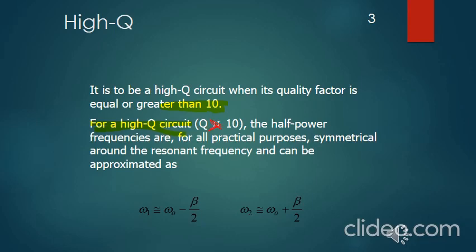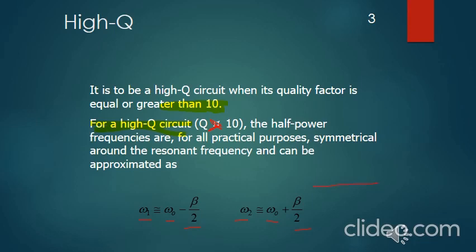And the half power frequencies are, for all practical purposes, symmetrical around the resonant frequency, and can be approximated as omega 1 approximately equal to omega naught minus beta by 2, and omega 2 approximately equal to omega naught plus beta by 2. That is an approximation. That means in a high quality factor circuit, the half power frequencies are symmetrical, at the same distance from the resonant frequency.